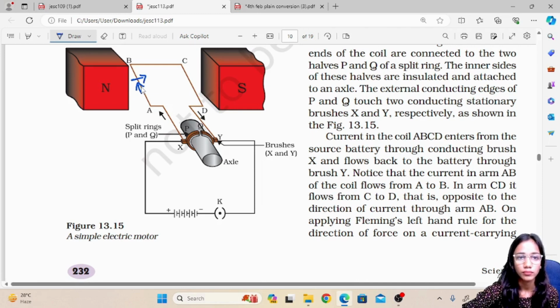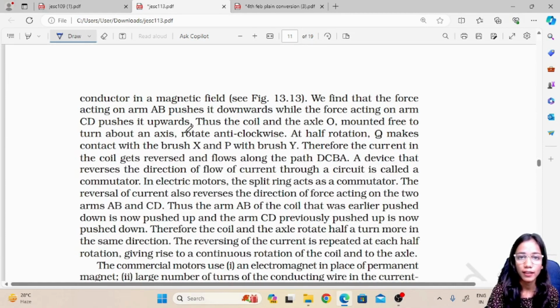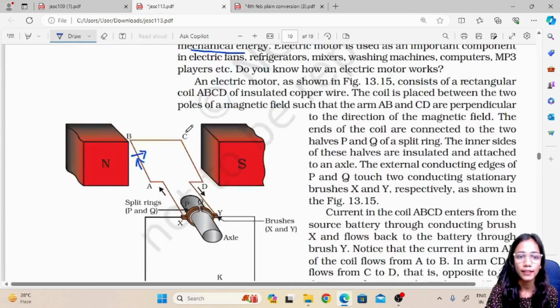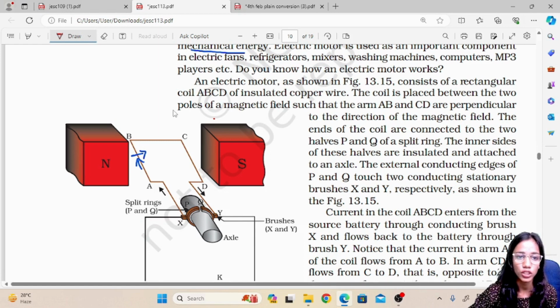Okay, if you apply Fleming's left hand rule over here for the direction of a current carrying conductor in a magnetic field, we will find that when the current is going upwards, arm AB is pushed downwards. The red color is for the motion. Arm AB is moved upwards. Okay, this is for this side.